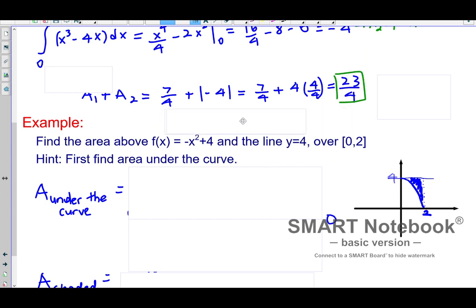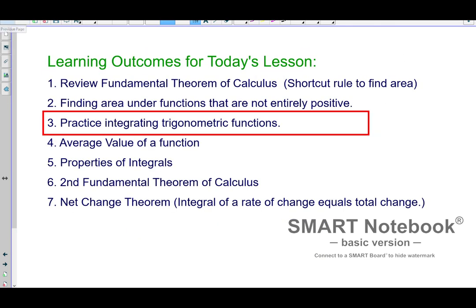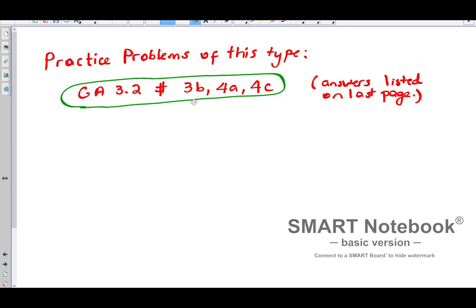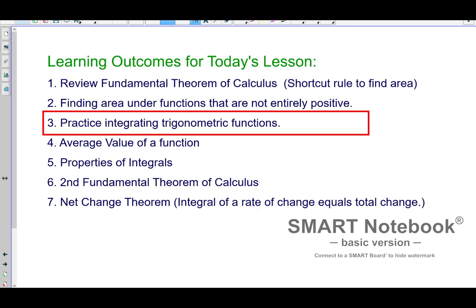So if the question says area, do not do it blindly. You must look at the graph first, decide if you have to split it into subregions, and only then will you be able to figure out the area by adding the absolute values of the subregions' areas. Okay, with that, let us take a look at our next topics for today. But there are some really good examples in your group activity 3.2. You may want to do these examples, 3B, 4A, and 4C, as good practice questions on finding area for functions that change sign, that become positive and negative throughout the given region.